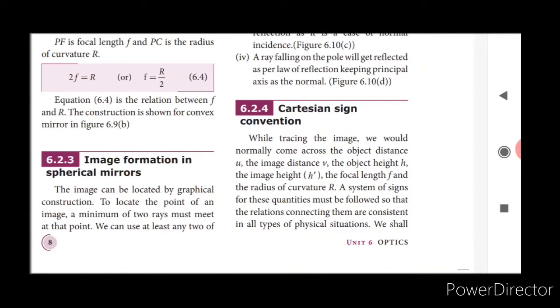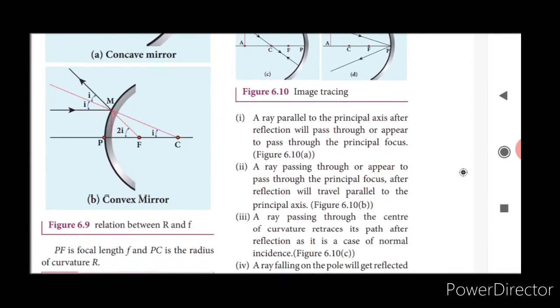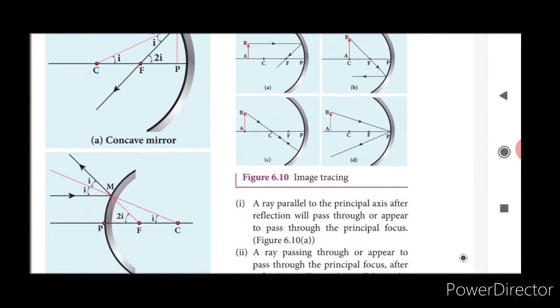What images will be formed in the spherical mirror? The image can be located by graphical construction. To locate the point of an image, a minimum of two rays must meet at the point. We can use at least any two of the rays. Look at the pictures, any two rays should meet at the point.